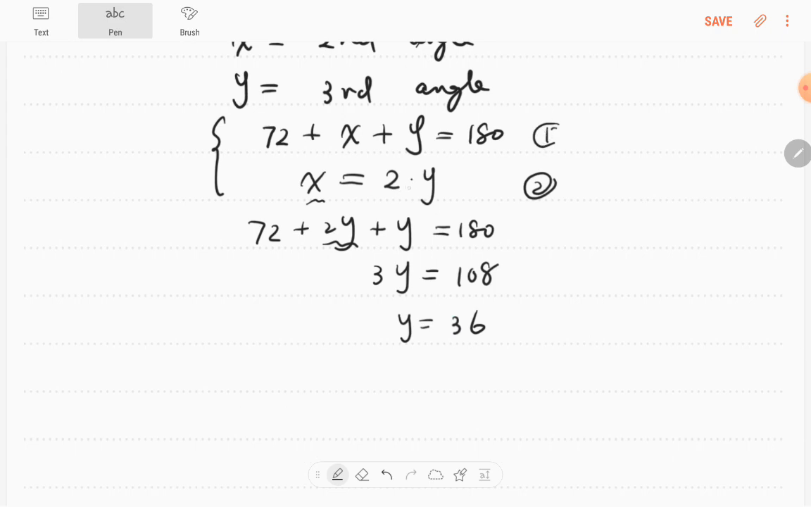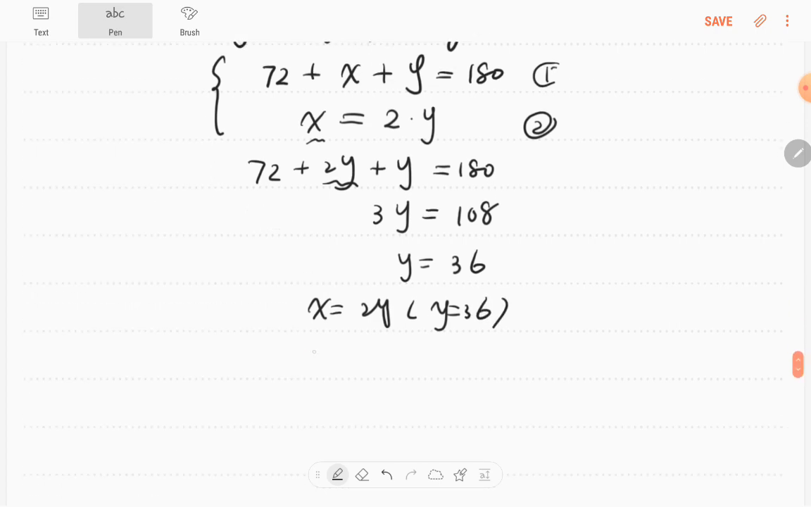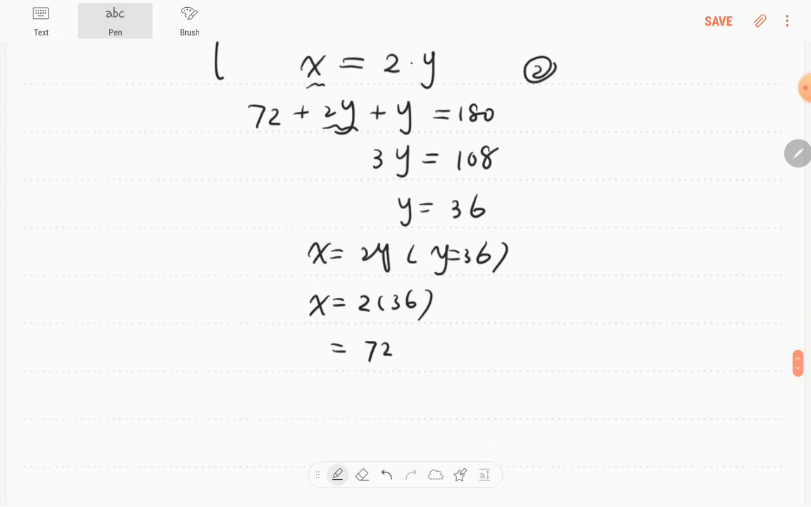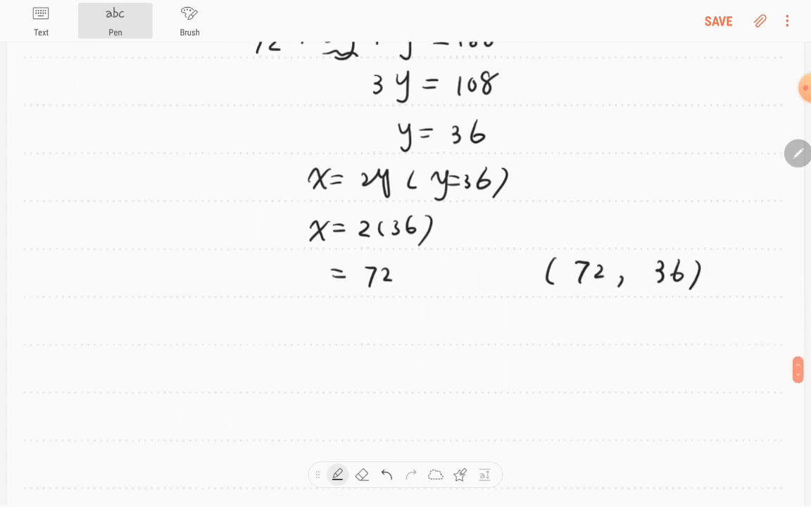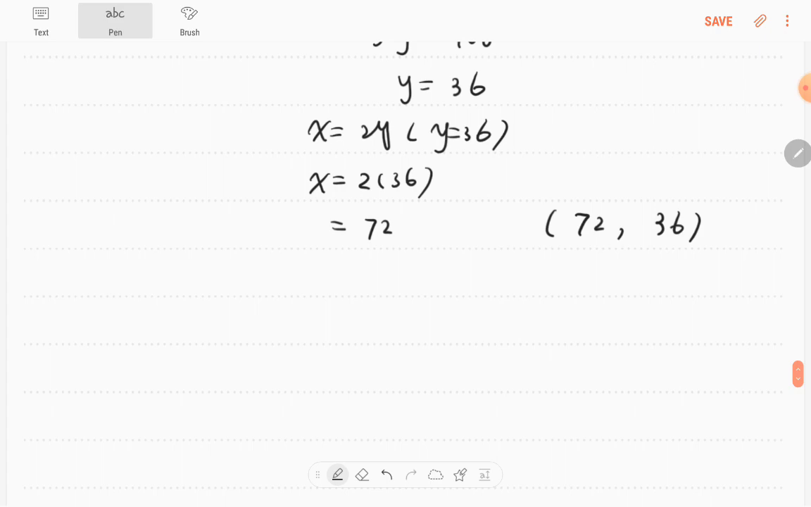Because we already used the first equation, we're going to use the second one to solve for x. x is equal to 2y, but y is equal to 36. We use 36 to replace y, and we get x is equal to 72. After that, we have solved x and y. We get our solution: 72, 36.